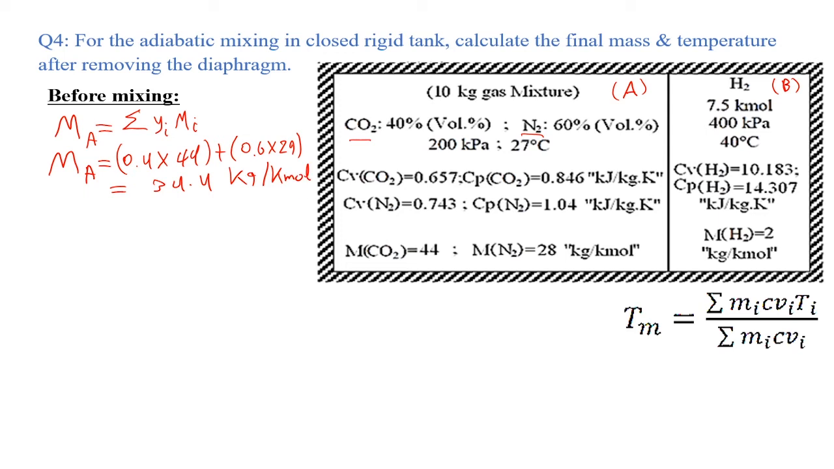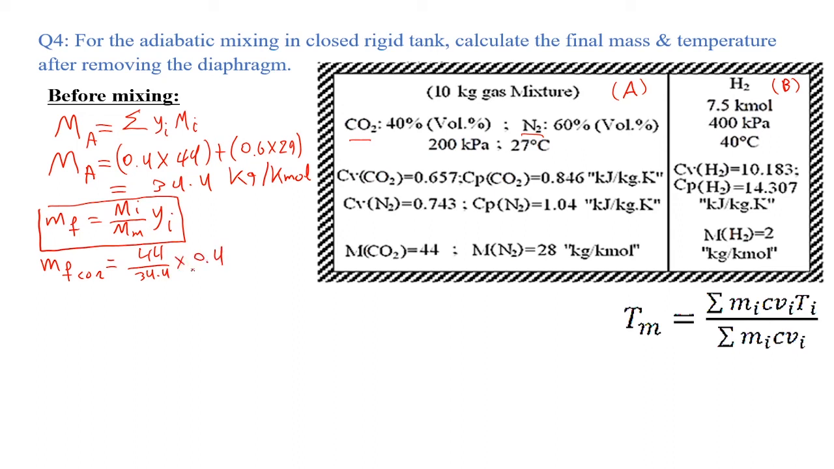Now we can calculate the mass fraction for CO2 and for nitrogen. Since we have only the mole fraction, we can convert from mole fraction into mass fraction by multiplying by the molar mass ratio. So the law here: the mass fraction equals the mole fraction multiplied by the molar mass ratio, which is the molar mass of the individual divided by the molar mass of the mixture. So in this case, the mass fraction for CO2 will equal 44 divided by 34.4, the mixture molar mass, multiplied by 0.4, the mole fraction. So the mass fraction is 0.5116.